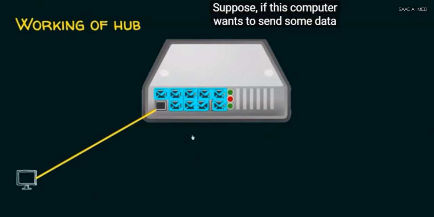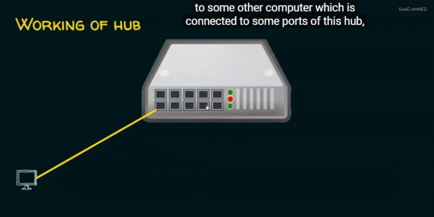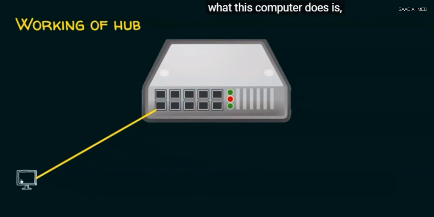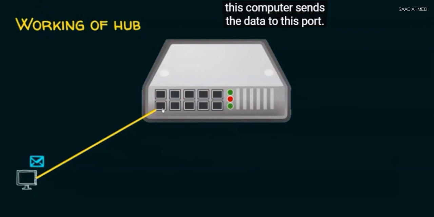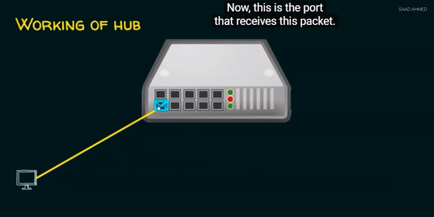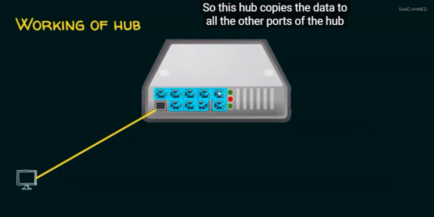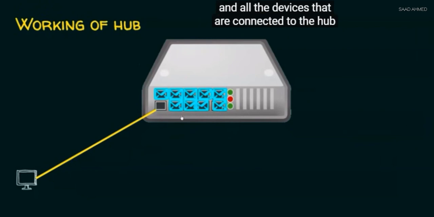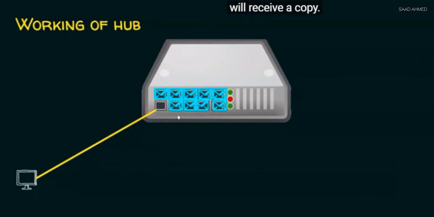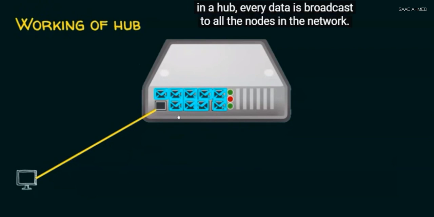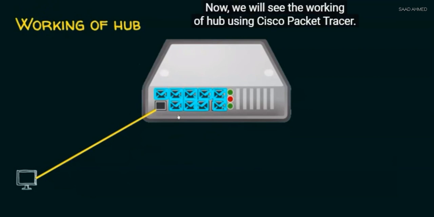We'll revisit it again. Suppose this computer wants to send some data to another computer connected to some port of this hub. This computer sends the data to this port. The port receives this packet, and the hub copies this data to all the other ports of the hub. All the devices connected to the hub will receive a copy of it, whether they needed the data or not. In a hub, every piece of data is broadcast to all the nodes in the network. This is the drawback of the hub.